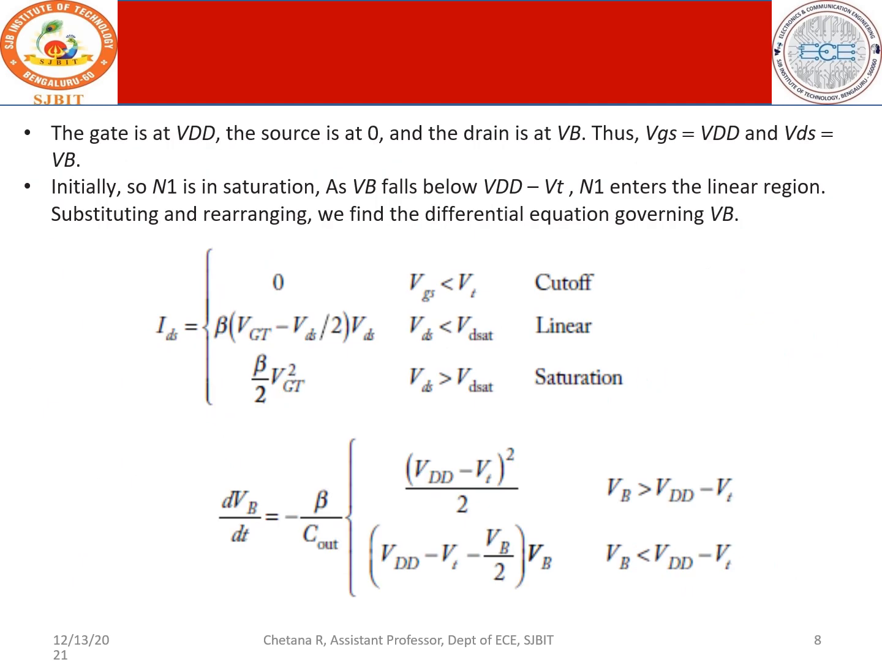So once we have analyzed the circuit, we will look at the respective current expressions in the transient response. If the gate is at VDD, that is, when the gate is connected to 1 and the source is at 0, the drain potential would be VB. Therefore, VGS can be substituted as VDD and VDS can be substituted as VB. And since N1 is in saturation, when VB falls below VDD minus VT, N1 enters the linear region. So by rearranging and using the differential expressions governing VB, we get the expression like this.